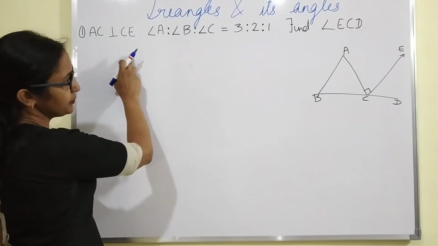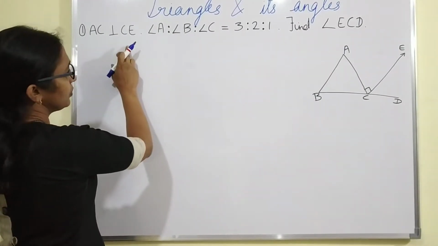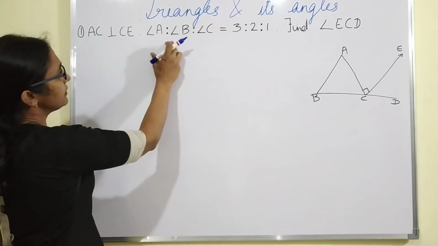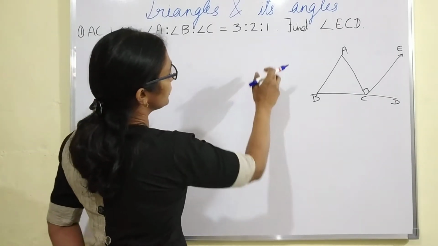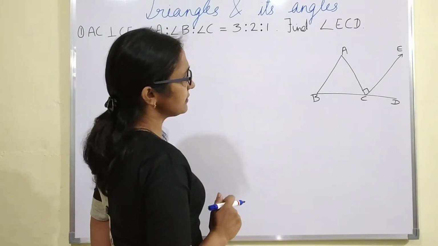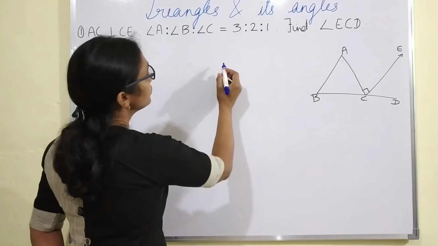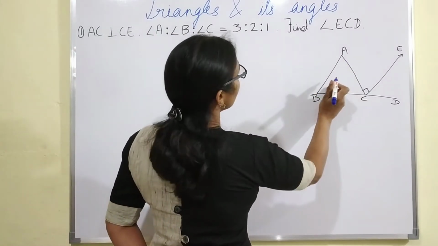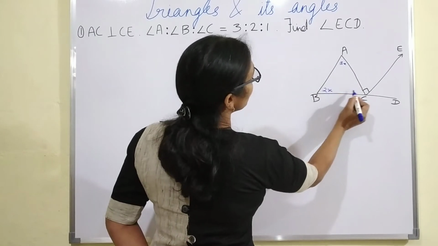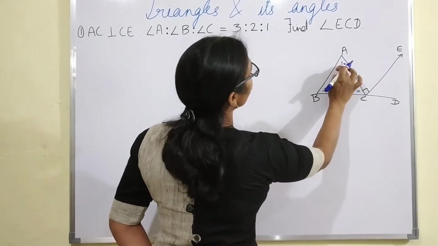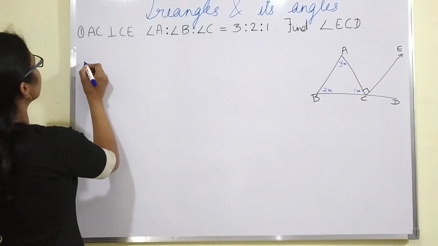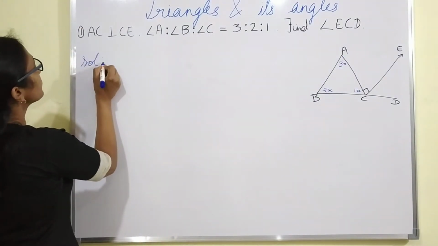So, AC is perpendicular on CE. Angle A is to B is to C equals 3:2:1. Find angle ECD. Okay, so these three angles are 3, 2 and 1. So, solution.